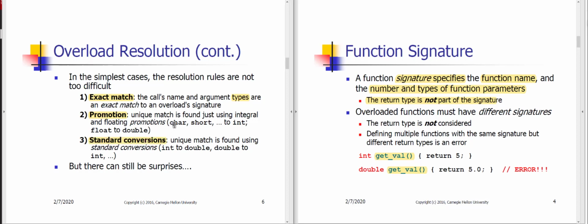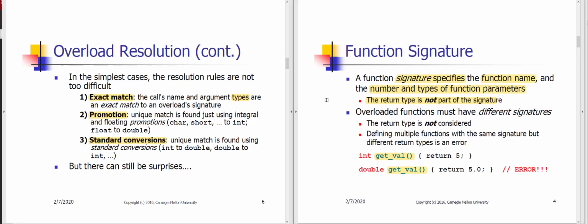If there's no exact match, and there's no unique match found using promotion, then the third step is going to be to try standard conversions. And this includes things like converting ints to doubles or doubles to ints to chars, chars to doubles, and so on. Now the problem here is that all of the standard conversions are considered to be equally valid, and so if the compiler cannot find one unique match involving standard conversions, then we still have a failure.